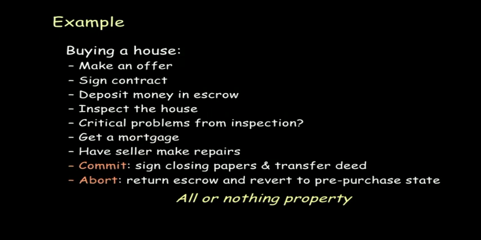There are many examples of atomic transactions. Suppose you are buying a house. The transaction is: make an offer, sign a contract, deposit money, inspect the house for critical problems, get a mortgage, and have the seller make repairs. In the atomic transaction, the main example is to complete the transaction, sign the closing papers and transfer the deed, and on abort, return the scripts and revert to the pre-purchase state.